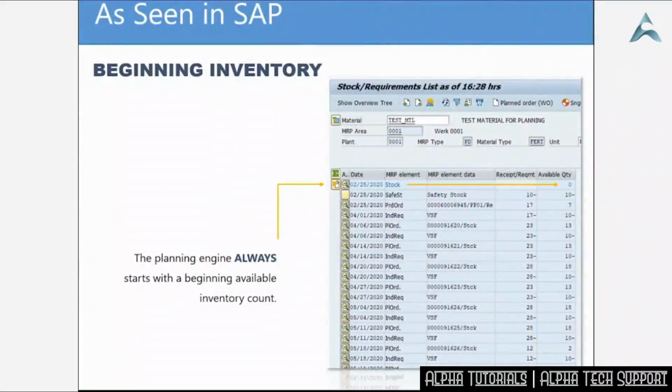Let's see an example in SAP. To recap what we've discussed, here's a snapshot of the planning situation for the test material in plant 0001. As you can see, the planning engine will always start with an available inventory quantity every single day. The first MRP element for any material will always be the current inventory quantity on hand.